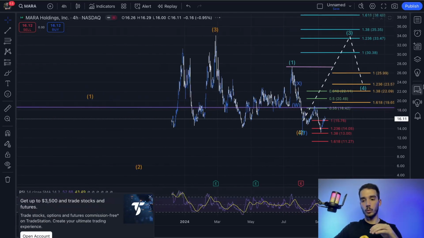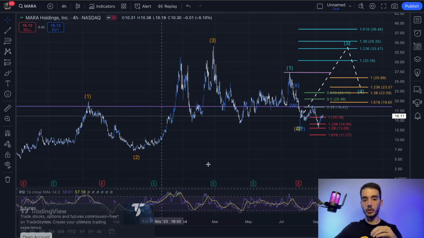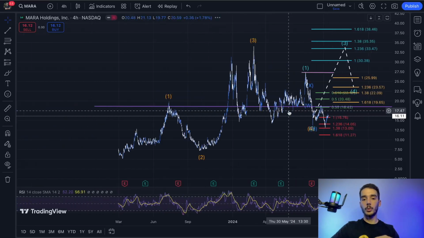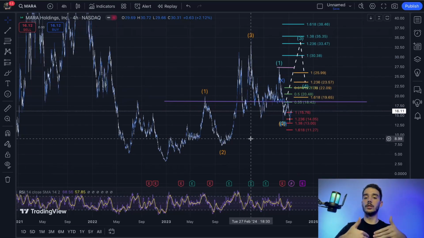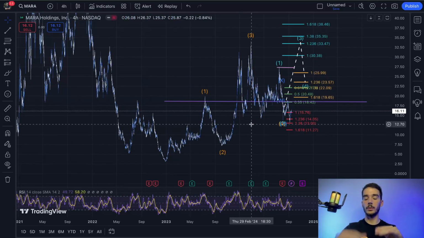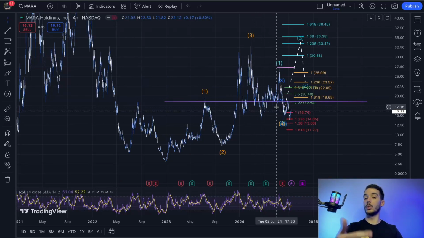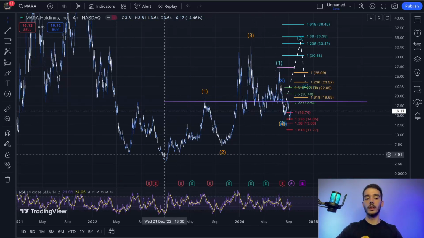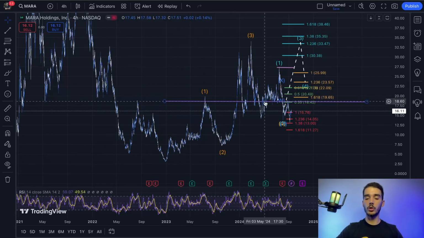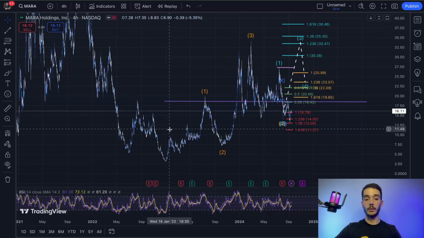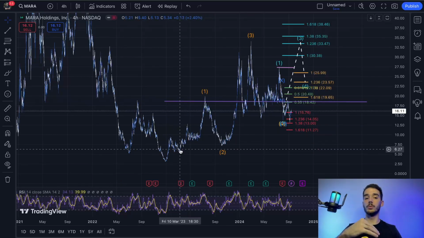But real quick, also, if you guys are new, this purple line is just a way for me to illustrate to you guys premium and discounted half within the current bullish structure that we're in. So we all know that towards the end of 2022, we began a new bull cycle, a new bullish structure for Bitcoin. And that, of course, is going to influence Mara in a very similar way.